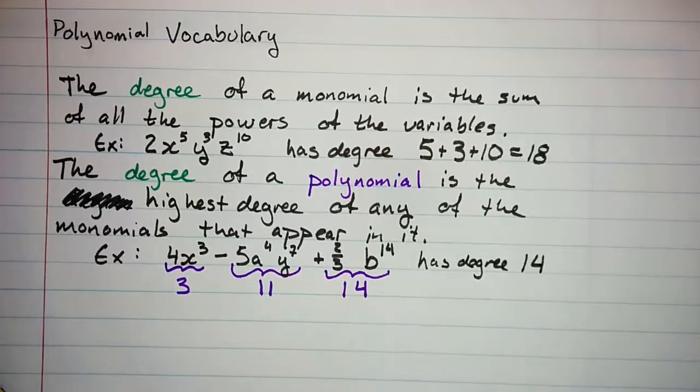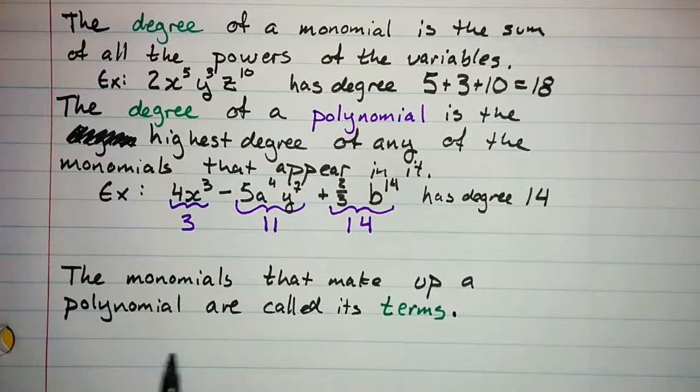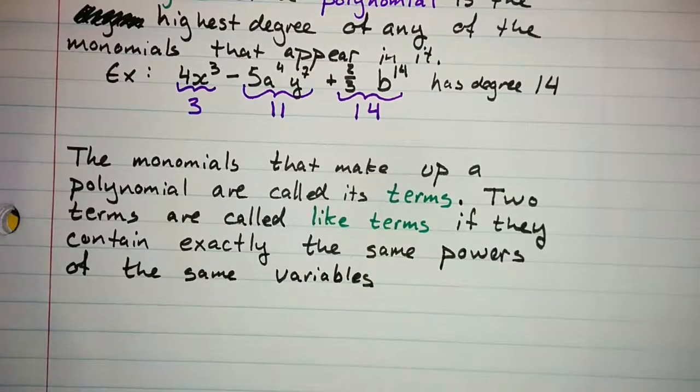What do we call these monomials that make up our polynomial? The monomials that make up a polynomial are called its terms. So the terms are the monomials put together with addition or subtraction. Two terms are called like terms if they contain exactly the same powers of the same variables.